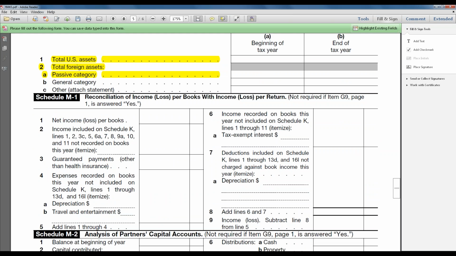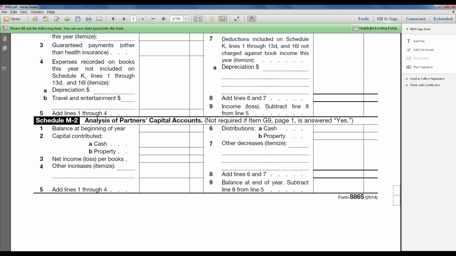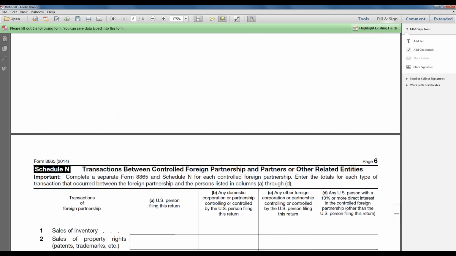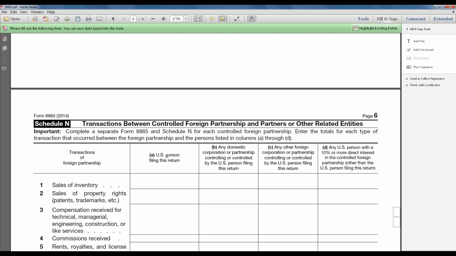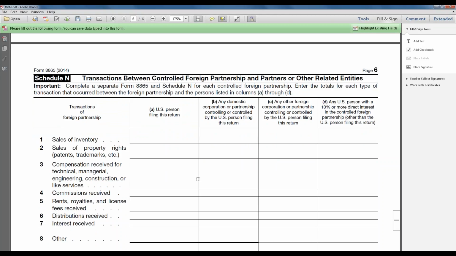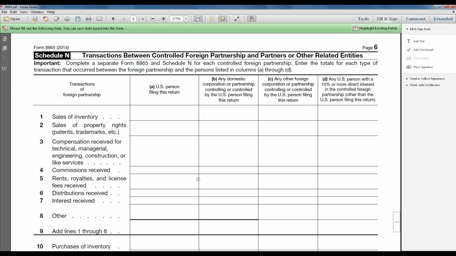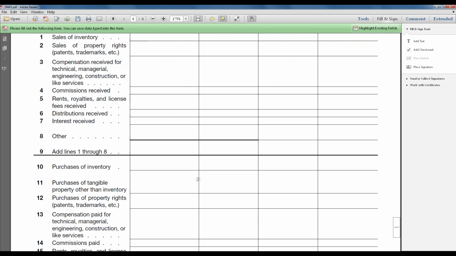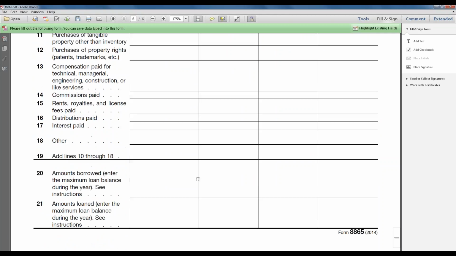Reconciling the capital accounts, stuff that we've all seen as CPAs, transactions between controlled foreign partnership and other partners and related entities, much like with the controlled foreign corporation. Same type of questions really, once again, lets you know the IRS's hot spots. It also lets you know where the tax planning opportunities are. So nothing that is really new.